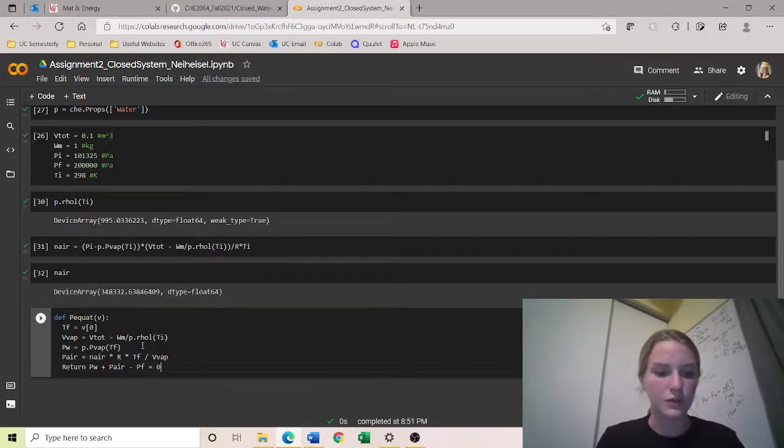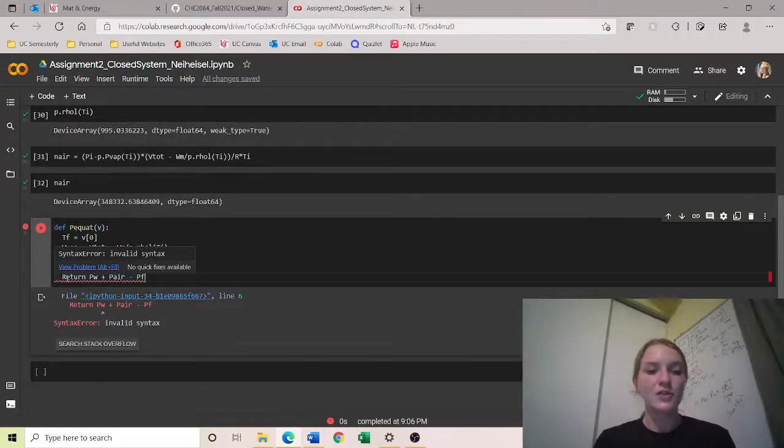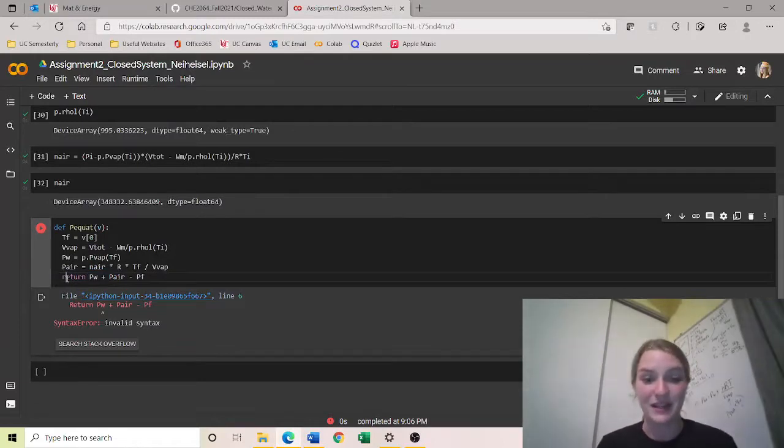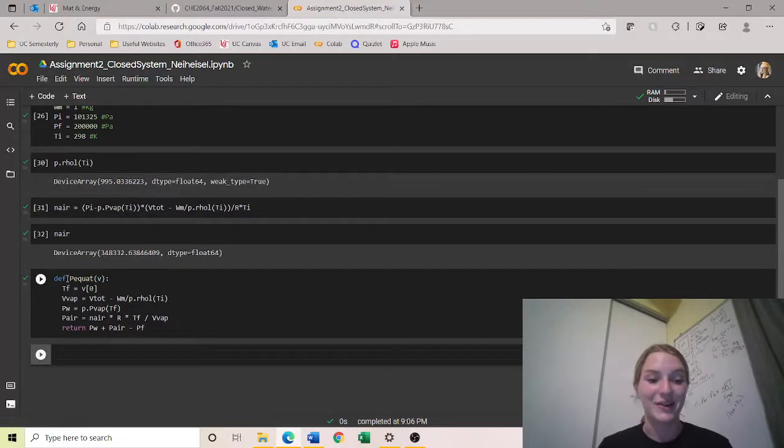We're going to set this equal to 0. Nope, we don't need to set that equal to 0. So the only problem I had here, this is not a capital R, it is a lowercase r. So now that last line is going to come out as 0.